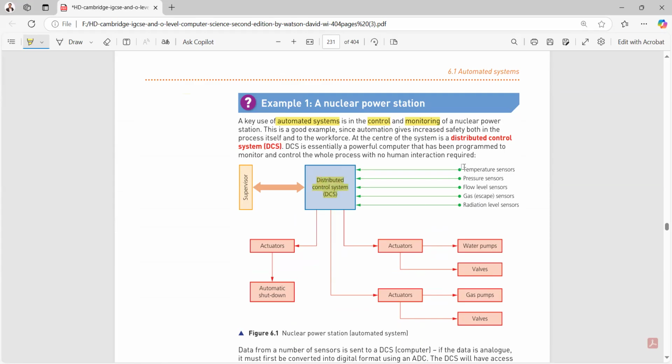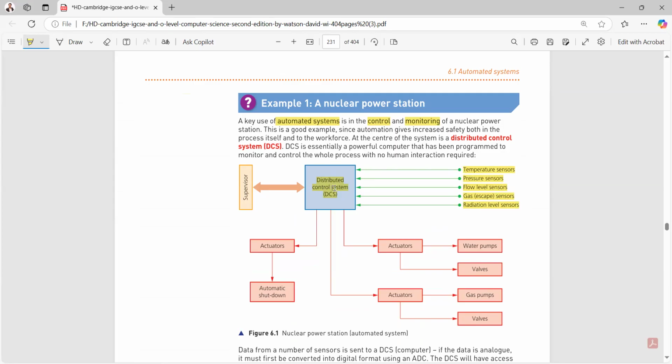Now on the right hand side, you can see that you have a number of sensors: temperature sensor, pressure sensor, flow sensor, gas level sensor, radiation sensor. These sensors are placed in different areas, and the values from these sensors are then sent to your distributed control system, the DCS.